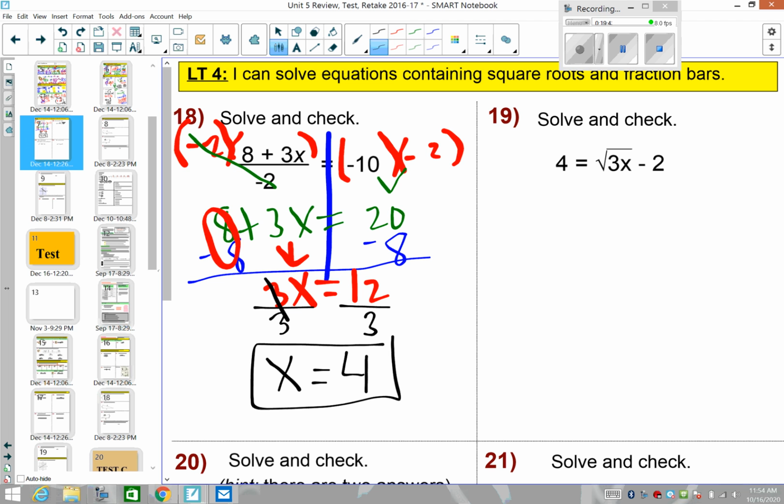Now, because of the time it takes on the video, it's super, super essential that you plug back in and check. But I'm going to skip that step because we're already at almost 20 minutes. Next problem, number 19.